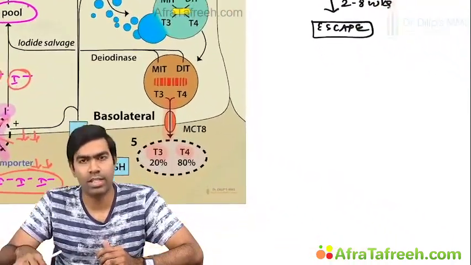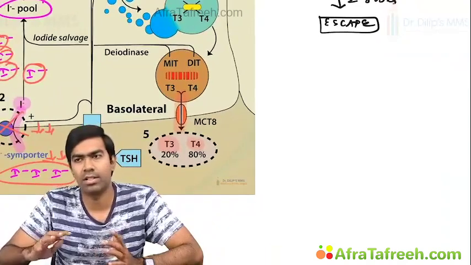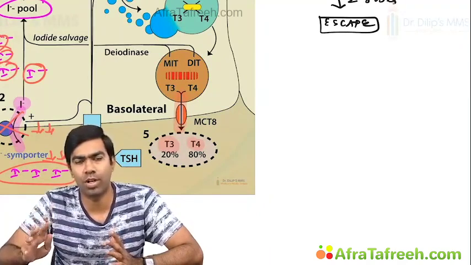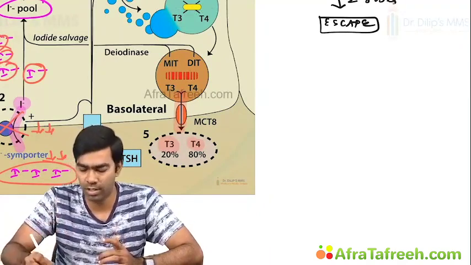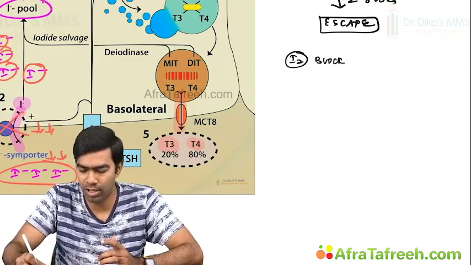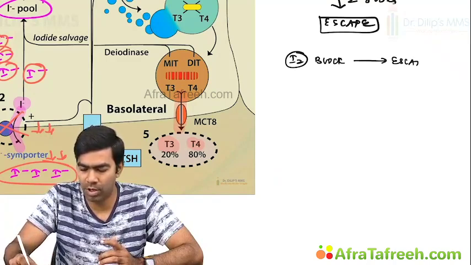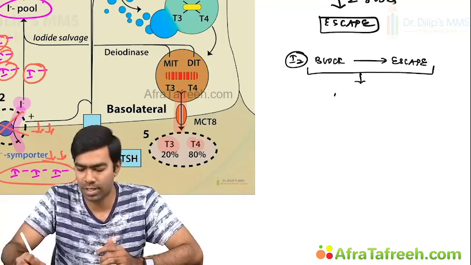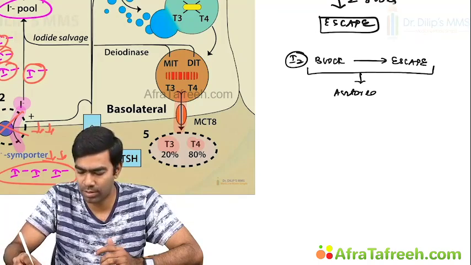But one important thing that you have to understand is that there is another term coined in your physiology textbooks called autoregulation. What do you mean by autoregulation? Whenever you give iodine in large doses, initially there will be a block in the gland followed by escape from the block. And this entire process of block followed by escape is what we refer to as autoregulation.